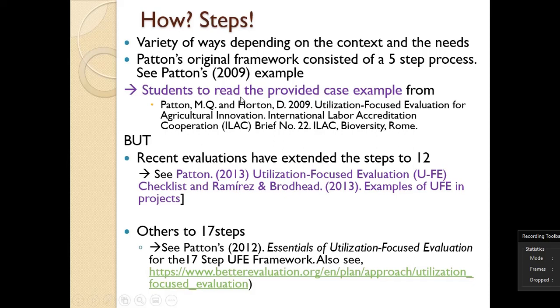I have provided this within your reading materials, and it's one of the recommended reading materials. You could search for this and read through how utilization focused evaluation was done. But recent applications of user focused evaluation have also generated extended steps, up to 12. For instance, there is the example of Patton in 2013, and a checklist by Ramirez and Broadhead. You can find other examples that have increased the steps. Others, in 2012, have 17 steps.